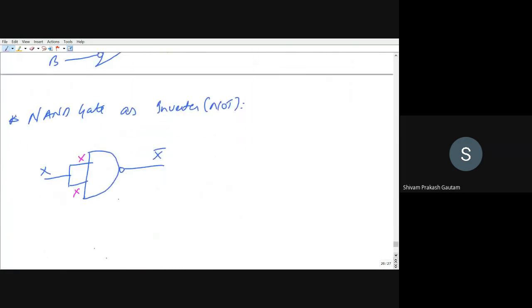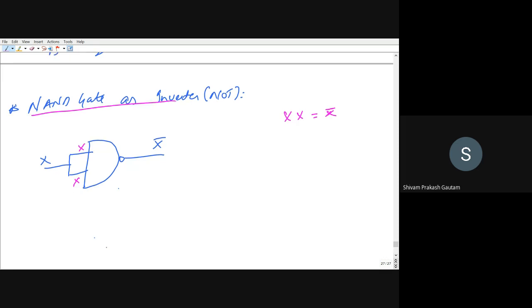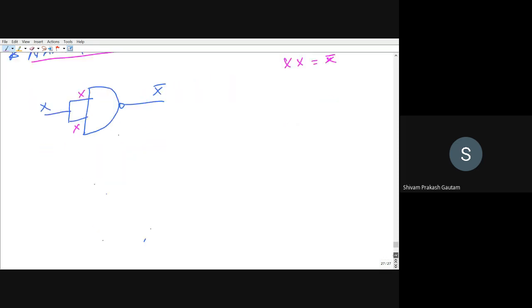Whatever the input at both the inputs is, XX, that will be equal to X into X, which gives you X itself, and then you have to bar it. So you can use a NAND gate as a NOT gate by shorting its inputs. I have shorted both the inputs, and I can get X bar. Okay. NAND gate is clear, everyone?